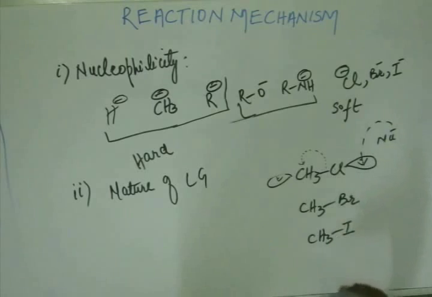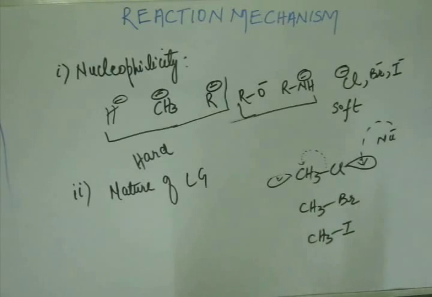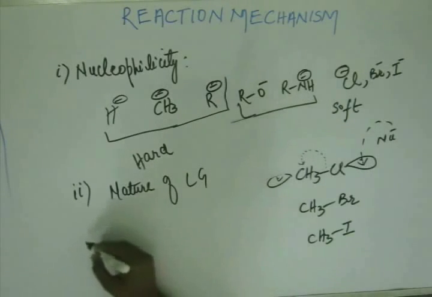So if the leaving group becomes more stable, then the rate of reaction increases. So this leaving group and this nucleophile will determine the rate of reaction. The harder the nucleophile and the more stable the leaving group, the greater the rate of reaction. Apart from this, you also have an effect of solvent.